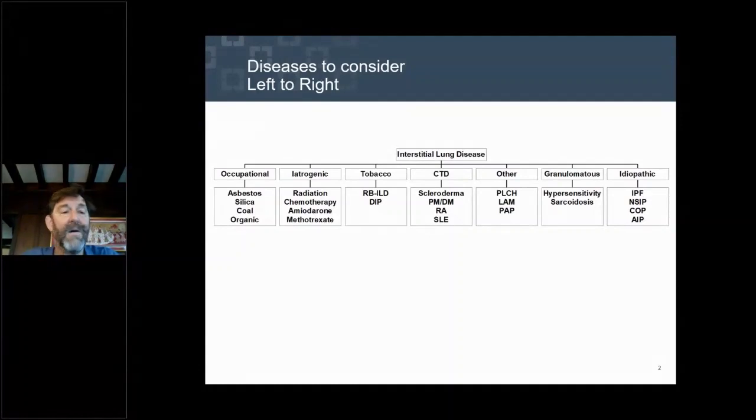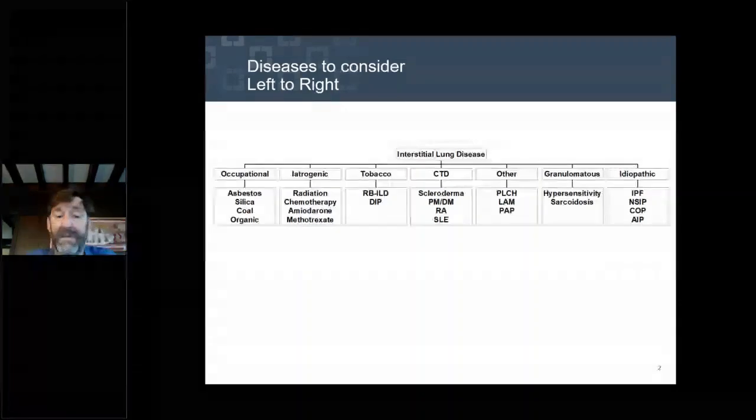With interstitial lung disease, I always ask about occupational exposures: asbestos, silica, coal mining, and less so organic sensitivity pneumonitis. I then ask if there's any reason that doctors could have caused the interstitial lung disease, such as radiation, chemotherapy, especially these days the immune-modifying drugs for cancer, amiodarone, methotrexate, and tobacco. Do they have BILD or DIP? I'll leave you to look those up. They both have specific CT patterns of injury.